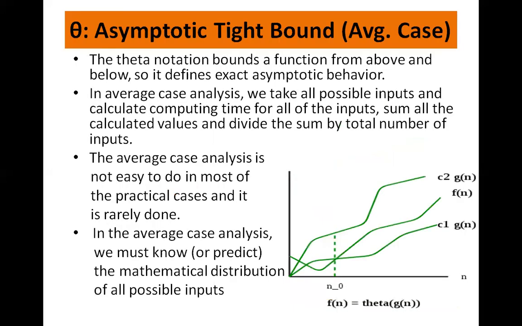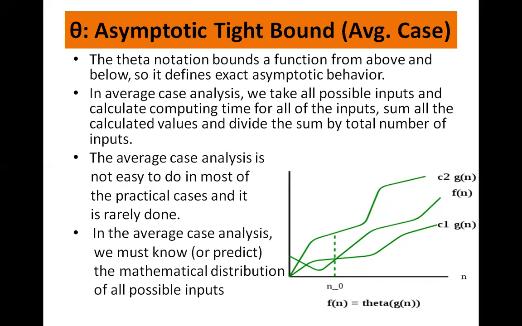Now next what you have is big theta, which is the asymptotic tight bound, which gives you the average case, the average time an algorithm takes for execution. So the theta notation bounds a function from above and below. So it defines exact asymptotic behavior. So this is my f of n, right? And on the upper side, it is bounded by C2 into g of n, and the lower bound, it is bounded by C1 into g of n. So this f of n is bounded on the upper side as well as on the lower side, right?